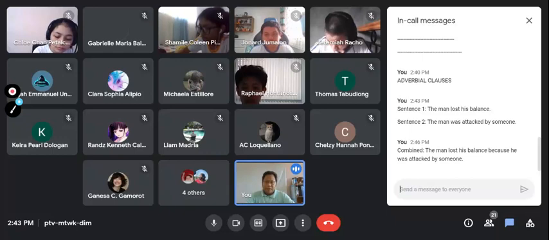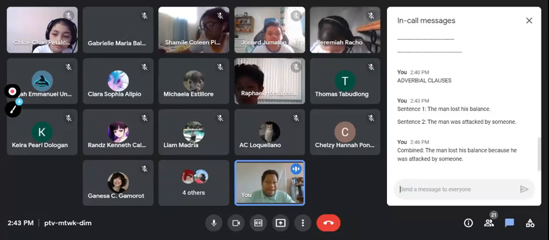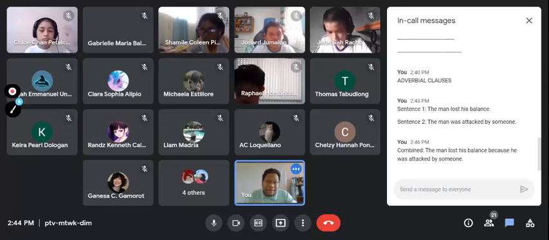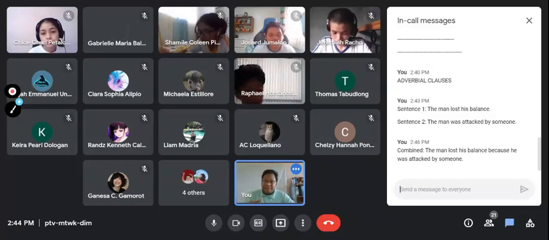So here, you look at this combined sentence. The man lost his balance because he. I did not anymore have to repeat the man, because we know that this pronoun he refers to the man. So I just have to state that as the man lost his balance because he was attacked by someone.